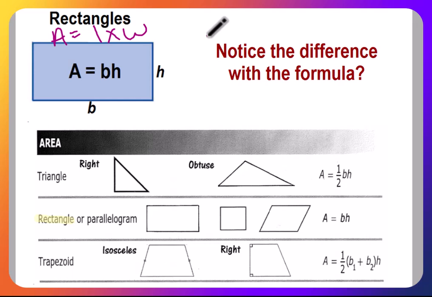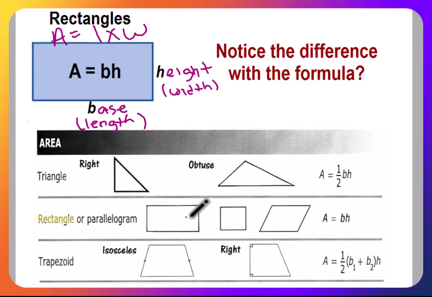So the B represents the base, and the H is the height. So the base still describes the length. And with a rectangle, you'll notice that there are actually two bases. There's a top base and a bottom. I think of it like a ceiling and a floor because they're parallel to each other. So that's the length, and the height is the same thing as the width. But the height is how tall. How tall is the rectangle?